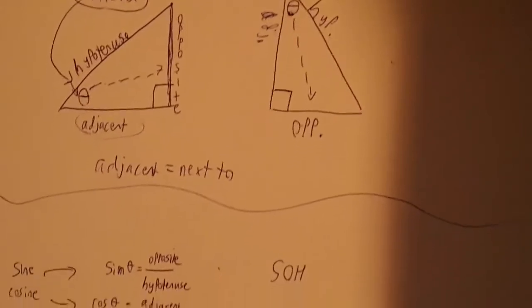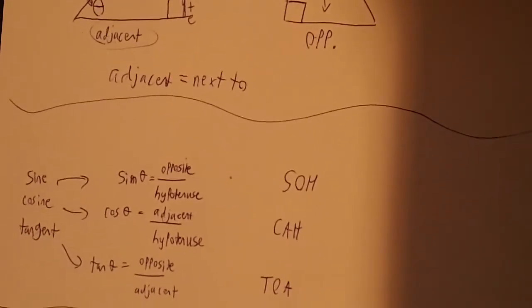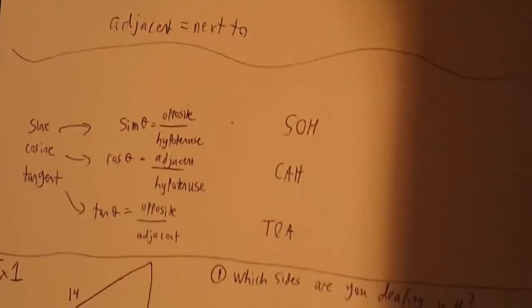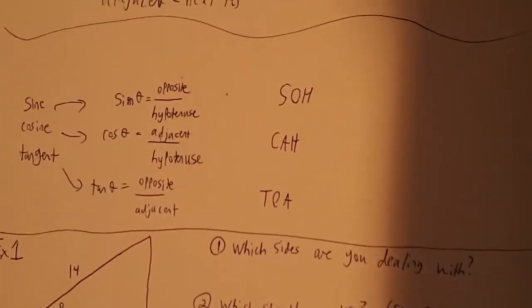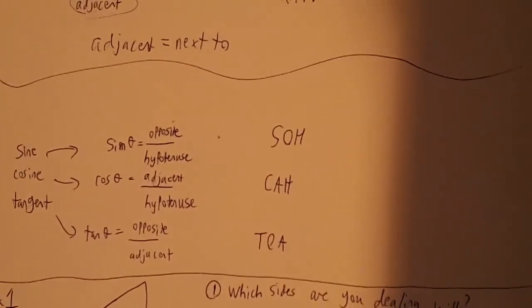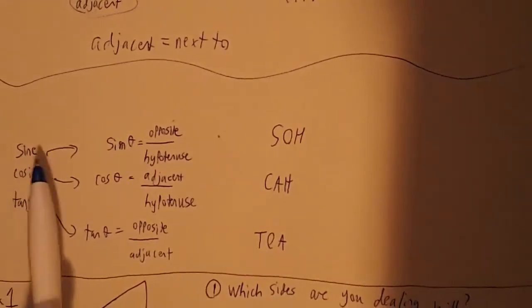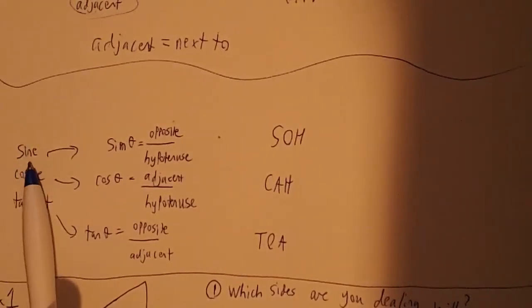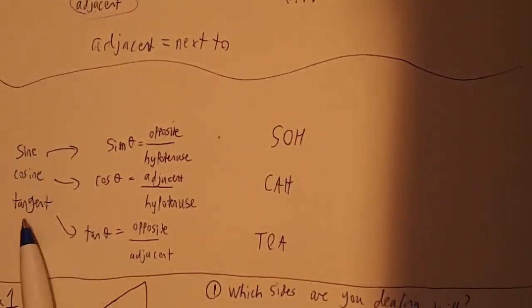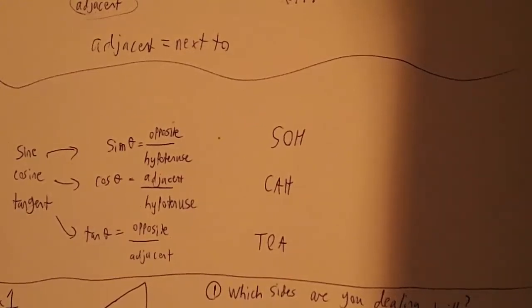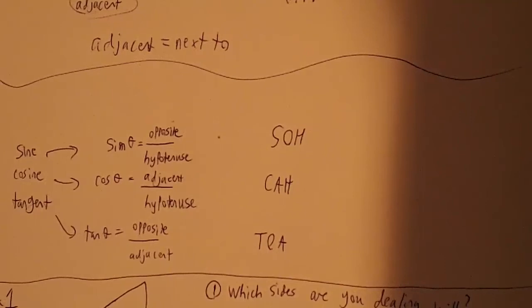Alright, so trigonometry is going to use these three ideas for the most part, the ones that are over here on the sheet. The idea of sine, cosine, and tangent. What these three are is they are ratios that are comparing sides of our right triangle. It's going to be a comparison between two sides for any given one of them.